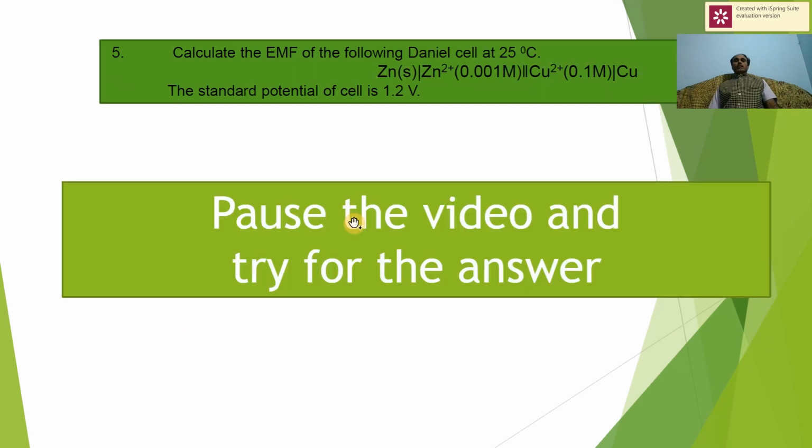Okay. The fifth problem is also the same kind of problem, only there is a change in the concentration. Calculate the EMF of the following Daniell cell at 25 degrees Celsius. The cell representation, or cell diagram, is written: Zn bar Zn2 plus, molar concentration given in the parenthesis 0.001 molar, salt bridge, copper 2 plus, molar concentration of copper 2 plus is given, that is 0.1 molar, and single vertical line copper. The standard potential of the cell is 1.2 volt.